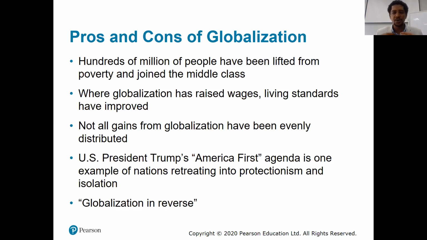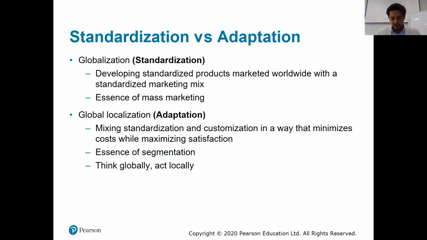Okay, so then this America First agenda is one example of nations retreating into protectionism or trying to isolate their people from other parts of the world. And this is not good for a business. And this is not the idea of globalization. Okay, this will reverse the idea of globalization, which is not good for a country's development. Okay. And so let's talk about standardization and adaptation.